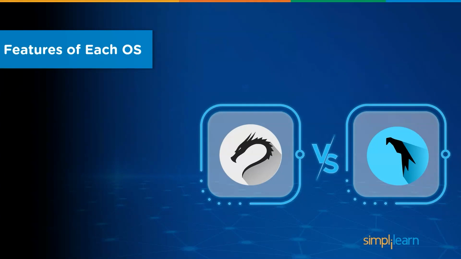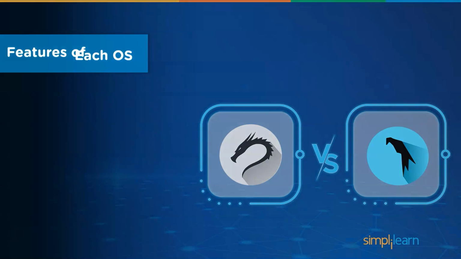With the basic introduction to the operating systems out of the way, let us take a look at the unique features of both Kali Linux and Parrot Security OS.